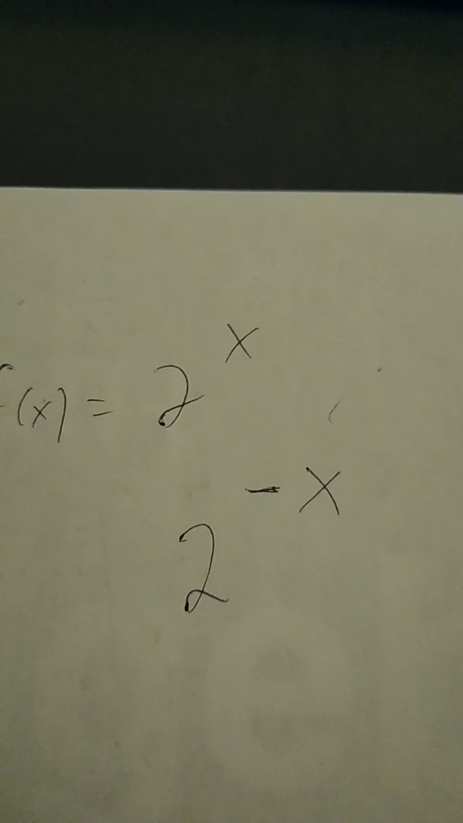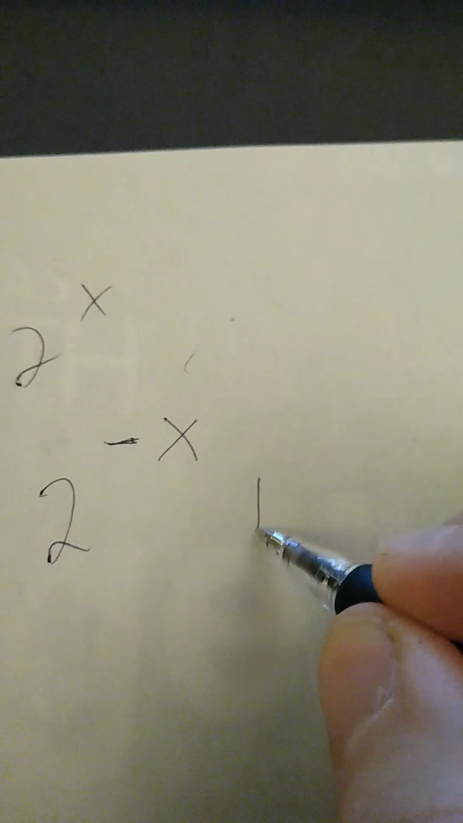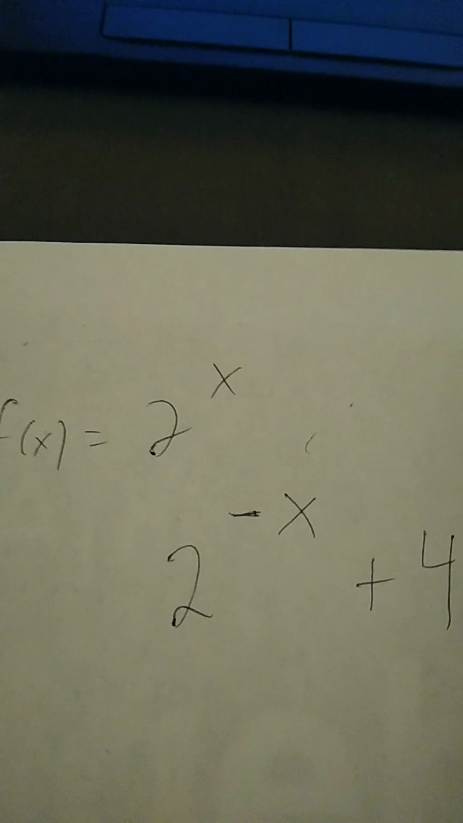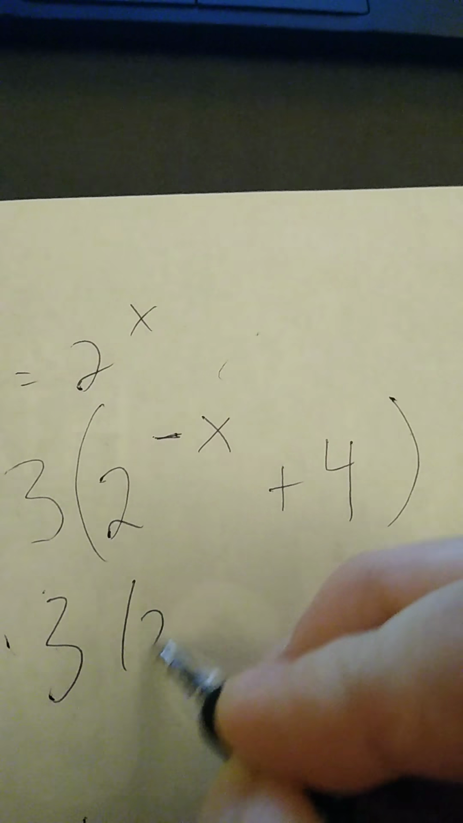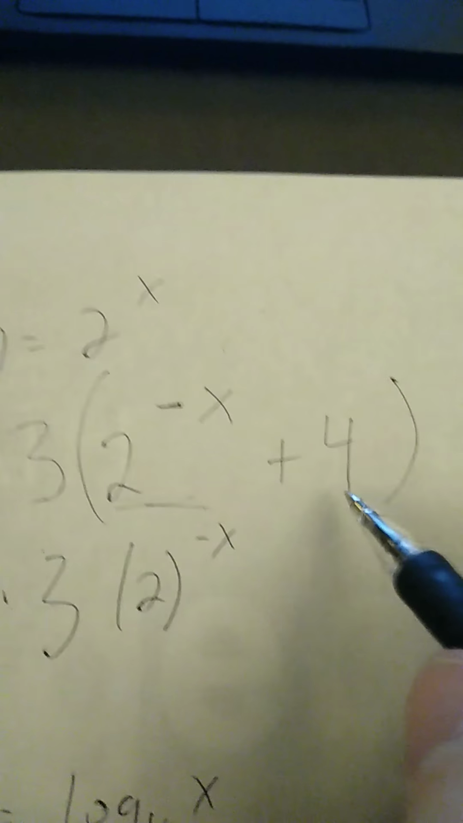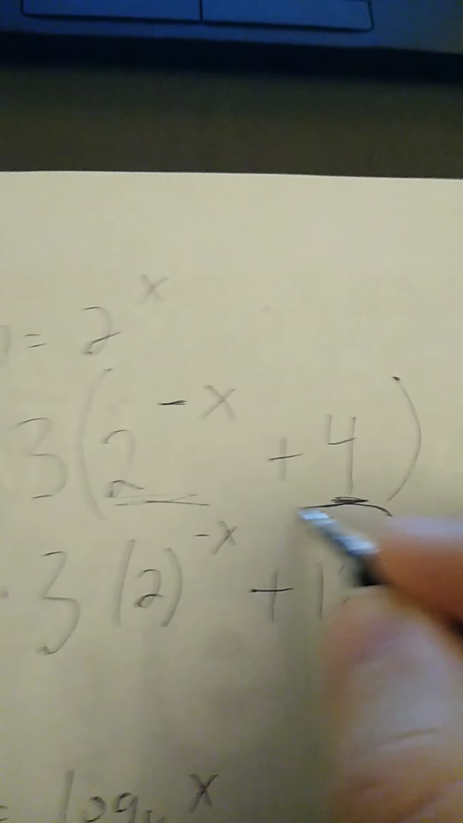Then it says followed by going 4 units up, 4 units up, outside, and stretched by 3. That means I'm going to take this whole thing and stretch it by 3. So that's going to be that stretched by 3, but also this term is being stretched by 3, making it 12.